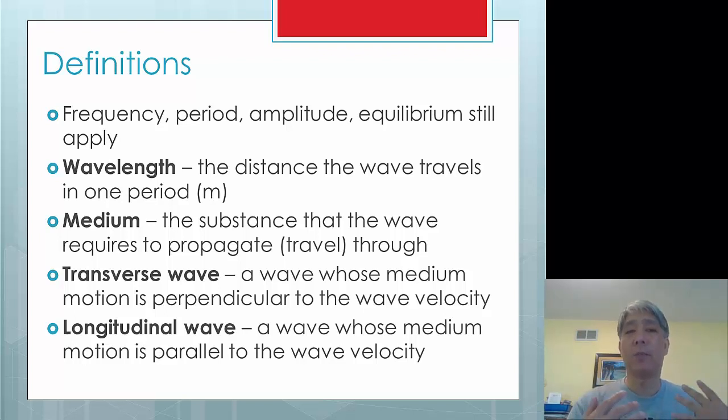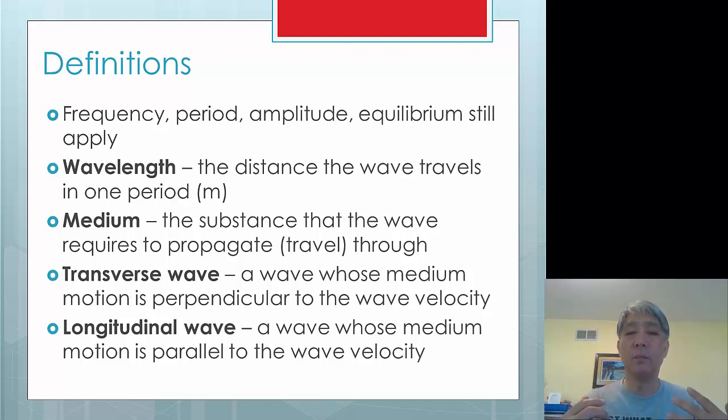We've already talked about frequency, period, amplitude, and equilibrium when we talked about simple harmonic motion and oscillations. All of those definitions still apply. Now we have a few more definitions that we need to work with, and that's wavelength, which is the distance that the wave travels in one period, measured in meters.